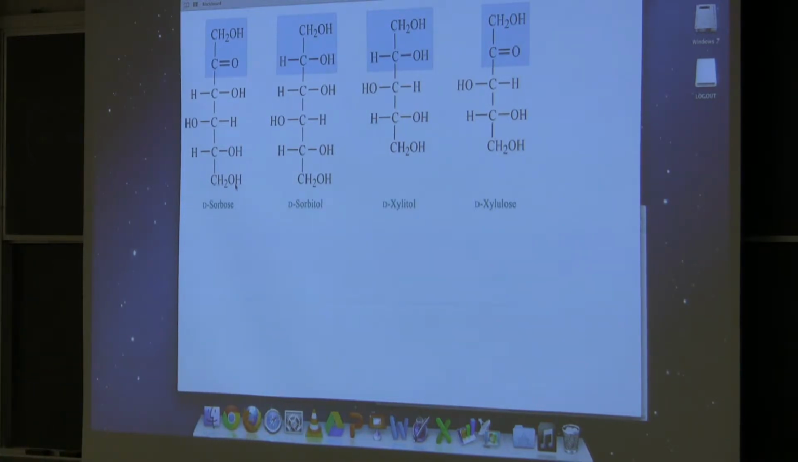So an alditol, which is a reduced sugar, not a reducing sugar, a reduced sugar like sorbitol. Sorbitol is a specific type of alditol. Okay? Alditol is a category. Sorbitol is a specific type of alditol. Right? This functions then as an artificial sweetener.